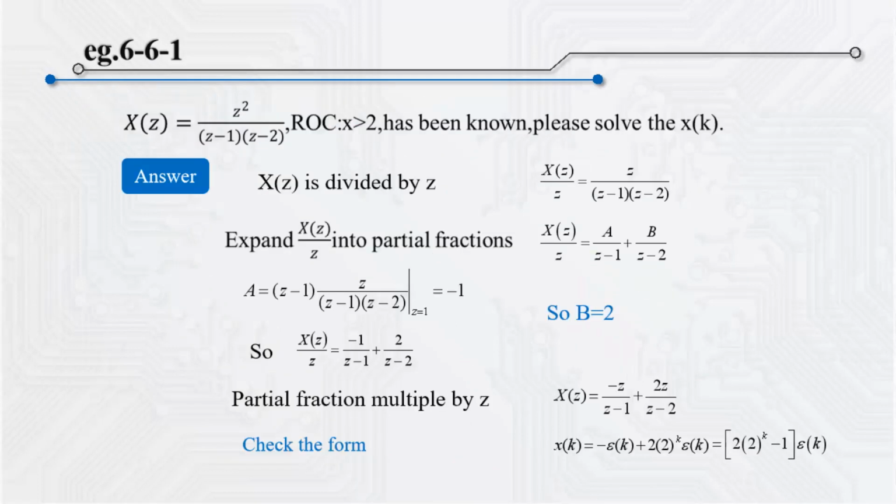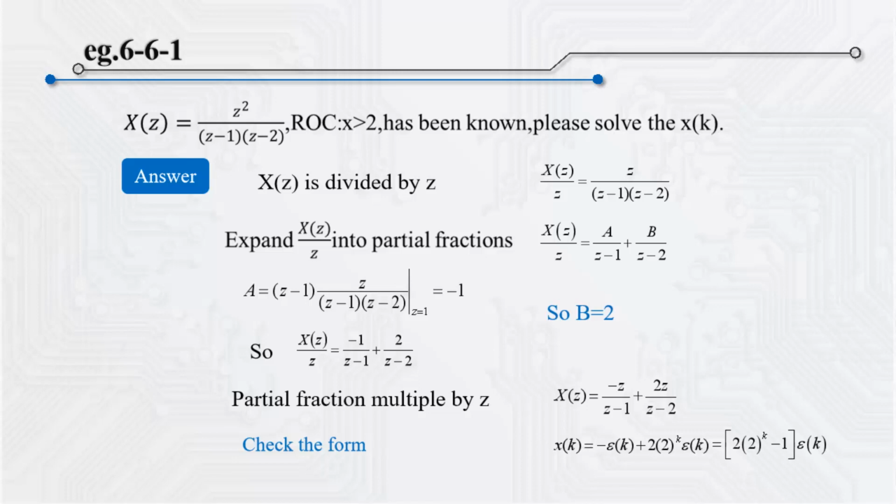In the following, we can make corresponding analysis of related examples. The expression X of z of a sequence's Z transformation is known as follows. The convergence domain is the modulus of z greater than 2. We are asked to find the original sequence. We solve it according to the method just now. Let's take X of z over z. We can get this expression.